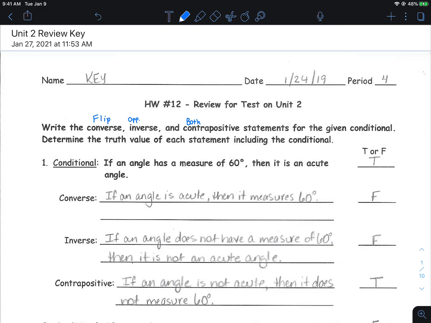So this first one here, usually I'll circle the hypothesis. So that's the part directly after the if, and then the conclusion is the part directly after the then right there. So if an angle has a measure of 60 degrees, then it's an acute angle. All right, so converse, you're going to flip that. So if an angle is acute, then its measure is 60. So all we did was reverse that.